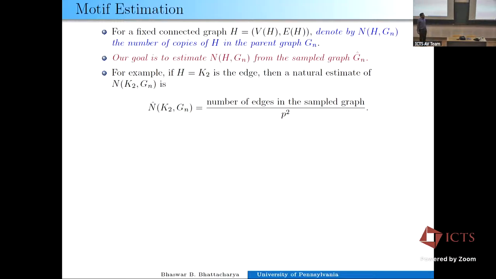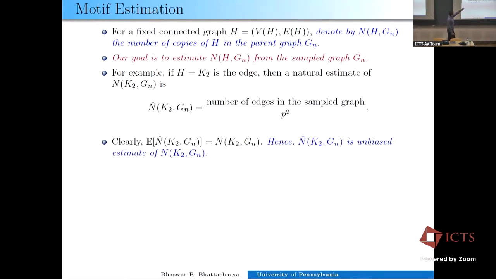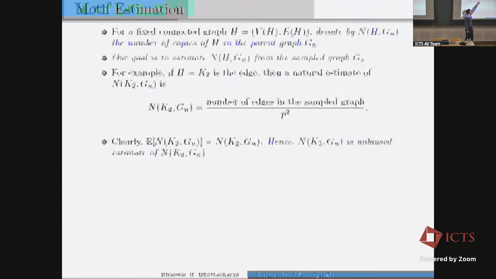Okay, so if you want to estimate the number of edges, this is a very easy problem. What you do is count the number of edges in the observed graph. And when is an edge observed? An edge is observed precisely when both endpoints are sampled, so the probability of observing an edge is just p squared. If you divide by p squared, that's the natural estimate. The expected value of the number of edges in the observed graph divided by p squared is just the total number of edges in the population graph, because each edge appears with probability p squared. So if you divide by p squared, you get an unbiased estimate.